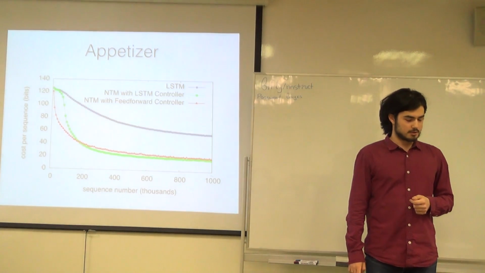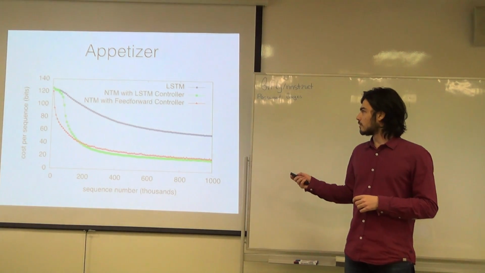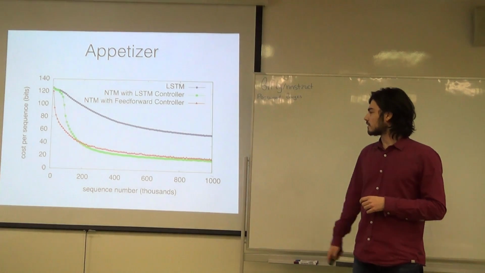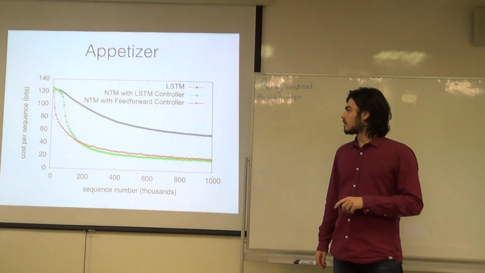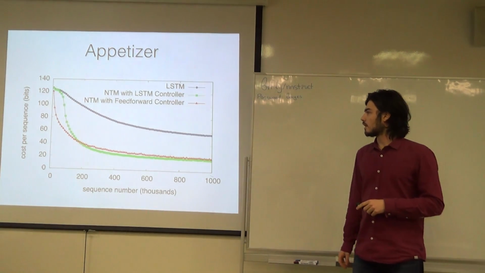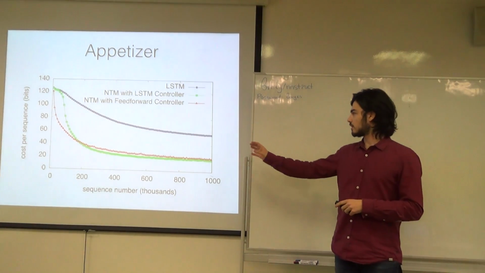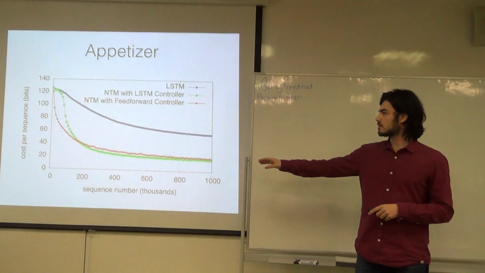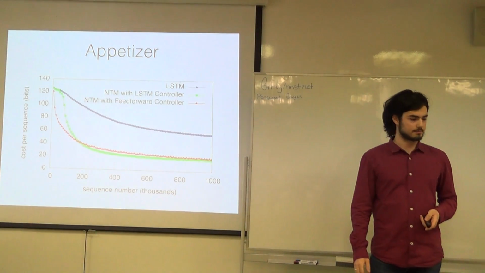Alright. So, as an appetizer, let me show you this plot. The blue line is the training curve of LSTM, and the green and the red lines are the training curves of Neural Turing Machines. And this is a task of sorting sequences. So you can see that the Neural Turing Machines perform much better than the standard LSTM architectures.